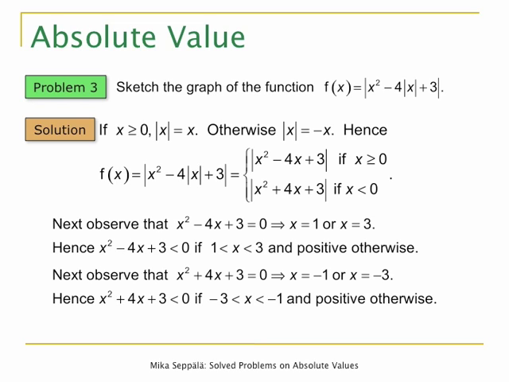Then we observe that x squared plus 4 times x plus 3 equals 0. That equation has the solutions x equals negative 1 or x equals negative 3. Hence, the expression x squared plus 4 times x plus 3 is negative if x is between negative 3 and negative 1, and positive otherwise.